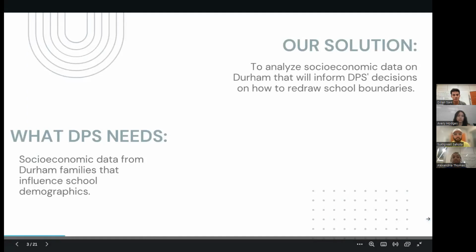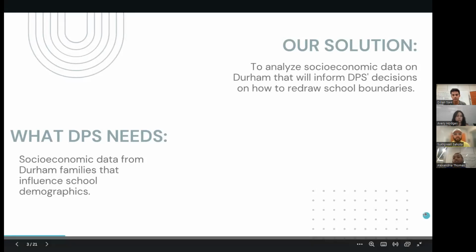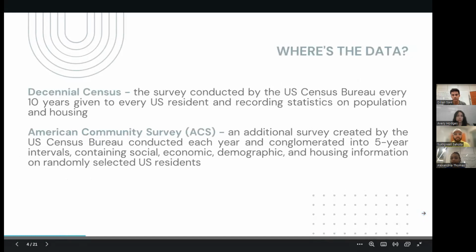So what will they need to do this? Well, they're going to need socioeconomic data from Durham families that can influence school demographics. And our solution to that is to analyze socioeconomic data on Durham that will inform DPS decisions on how to redraw school boundaries. So where are we getting this from?